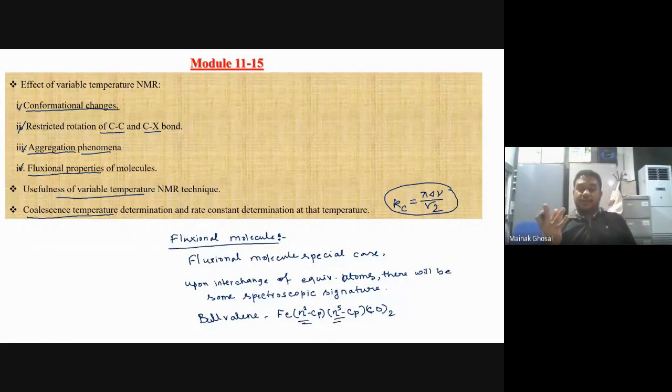So this interconversion is happening on such a fast scale, or the position change of the atoms is happening on such a fast scale, that you cannot monitor it. And if you go to low temperature, due to this interchange of the position of the atoms, you will see some change in the spectra. So these kinds of molecules are known as fluxional molecules.